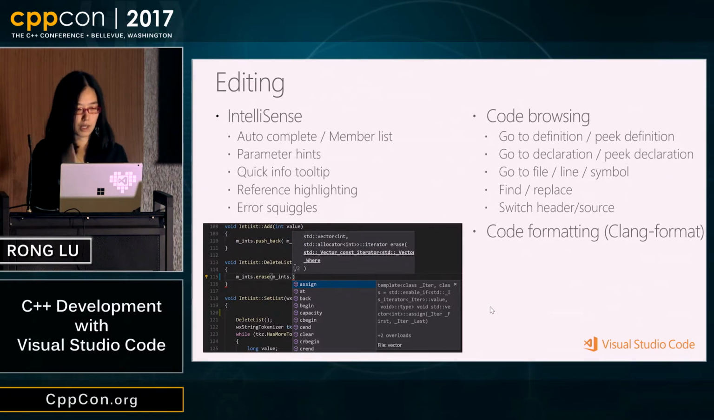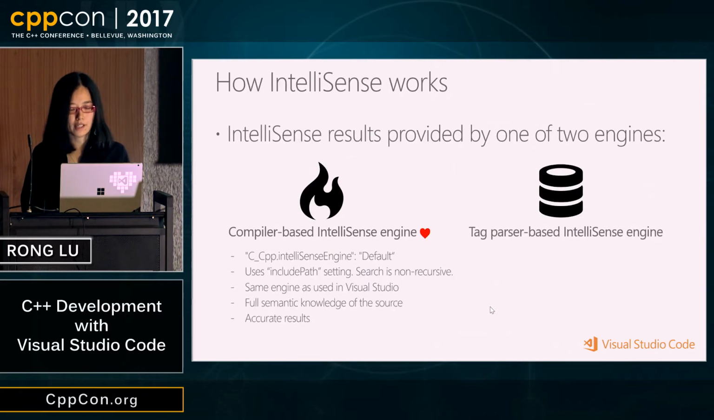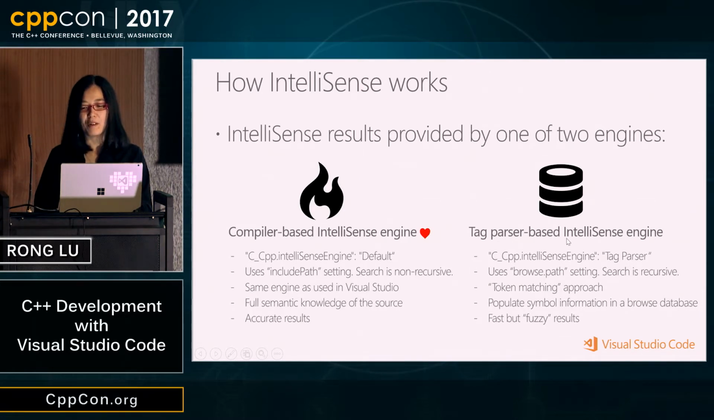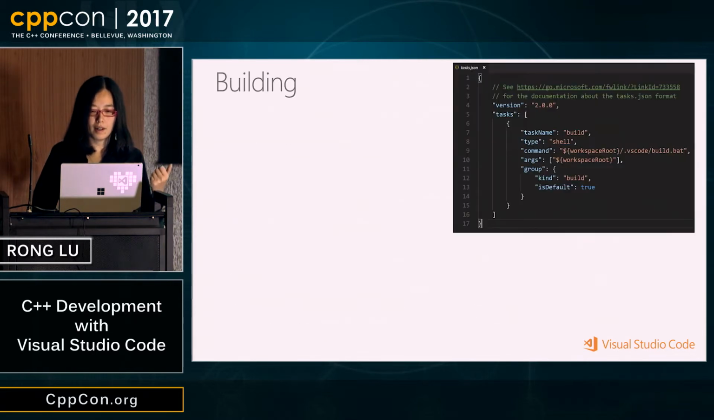Okay, so we're running short on time. Let me just move quickly over these things. So pretty much just a summary of what I showed you earlier in the demo. Lots of editing features, IntelliSense, code browsing, code formatting. We have 2 IntelliSense engines. One is compiler-based. It's definitely recommended, with a red heart. And there's a tag parser-based one, which gives you fuzzy but quick results. You can always switch, tell us which one to use.